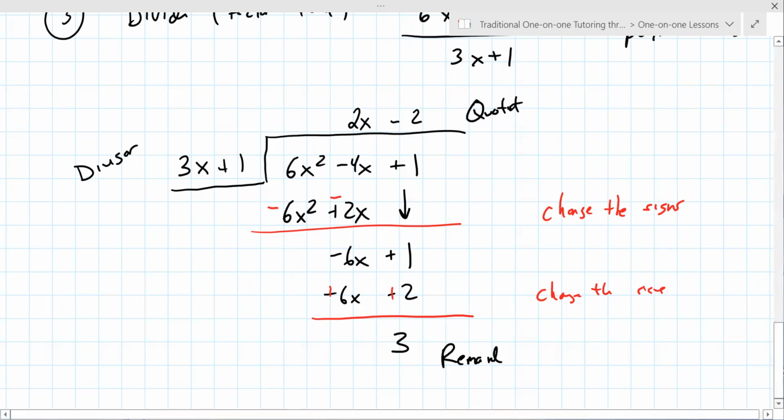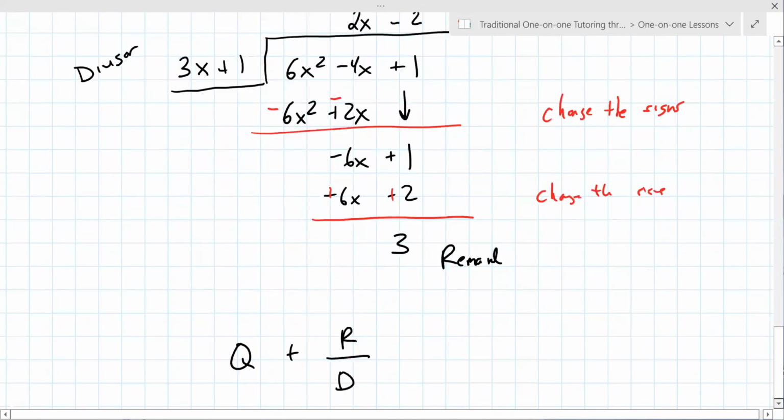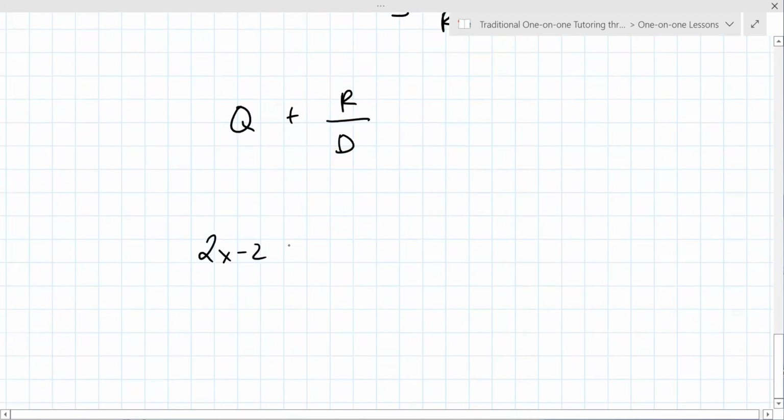You always write the answers in the following form. It's the quotient plus the remainder over the divisor. So for this problem, you would write 2x minus 2 plus the remainder, which is 3, over the divisor, which is 3x plus 1.